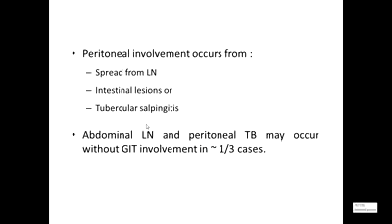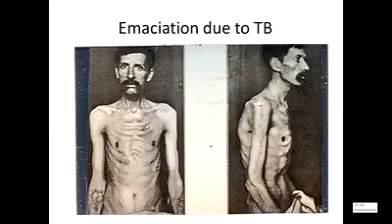Peritoneal involvement occurs from spread from the lymph nodes, intestinal lesions, tuberculous salpingitis, or directly by blood-borne spread, as in biliary tuberculosis. Abdominal lymph node and peritoneal tuberculosis may occur without GI involvement in 1/3 of the cases. These pictures clearly show the emaciation due to tuberculosis.